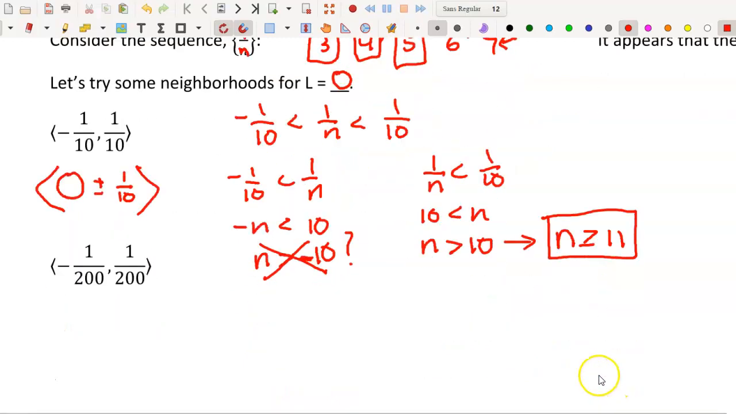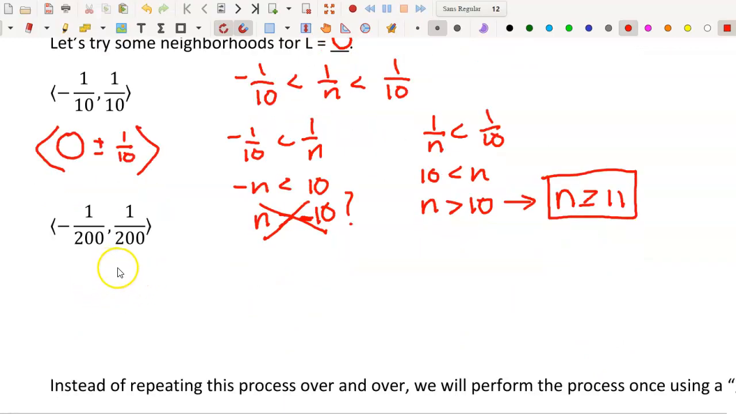Go ahead and do it for 1 over 200. What do you predict will happen with this number if we make this value here even smaller? Because again, this is a bigger number on the denominator, therefore it's a small number. What do you predict will happen to our answer before you do it? All right, and then go ahead and solve it and see what you get.